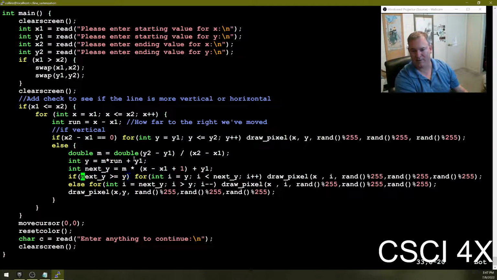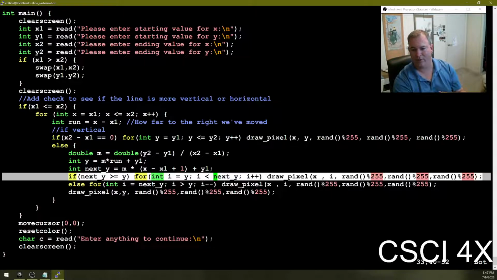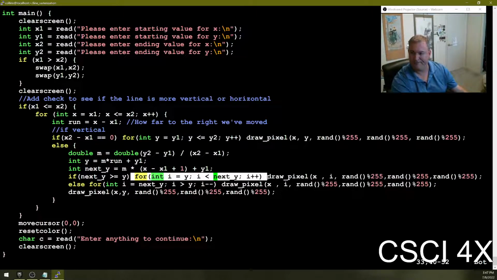This for loop here should be an alternative to this one. So you're both looping over every pixel horizontally, and looping over every pixel vertically when it's a mostly vertical line. And so those need to be in an if statement. So if it's more vertical, loop across the Y's. If it's more horizontal, loop across the X's. So this guy should be option one, and this guy should be option two. Okay.